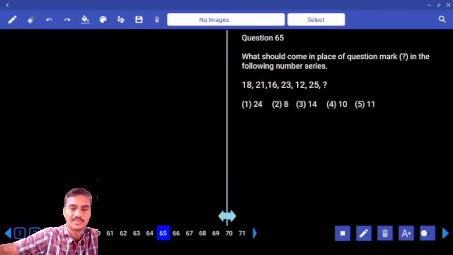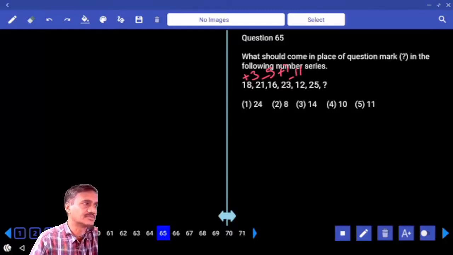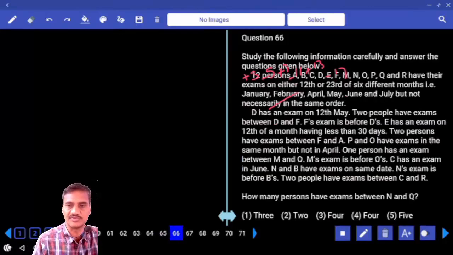Then 65: 18 plus 3, 21, and 16, minus 5, 16, plus 7, minus 11. 3, 5, 7 are prime numbers. And next one, plus 13, minus 17, 25 minus 17, 8, choice. Prime numbers are added and subtracted alternately, 65. That's it.